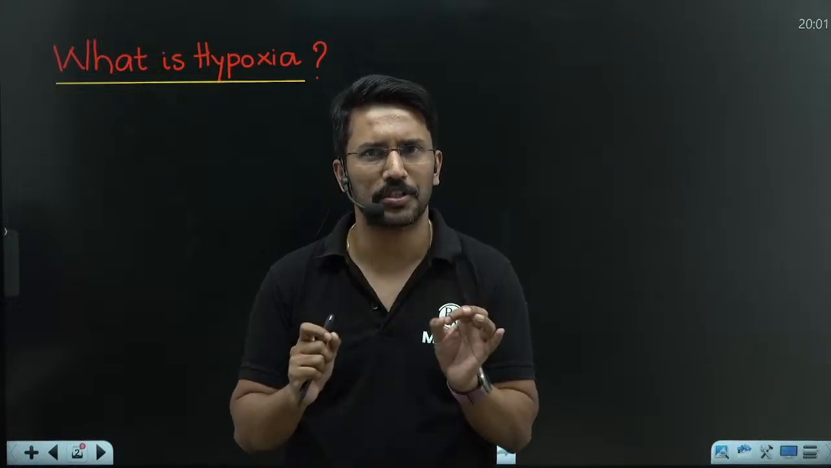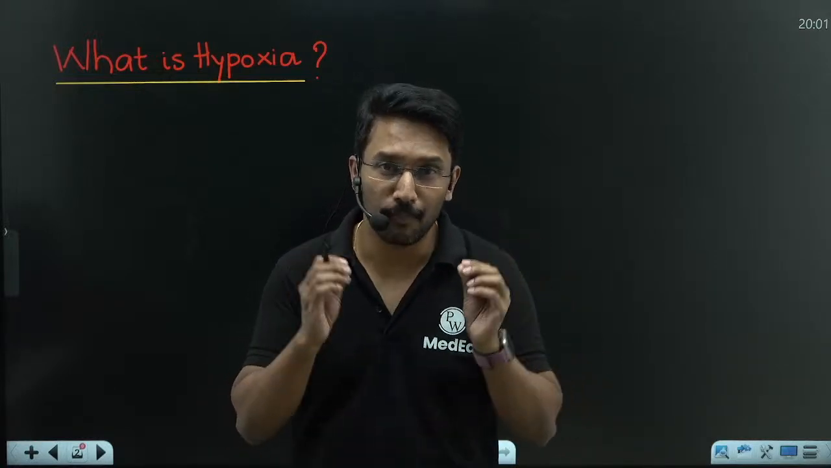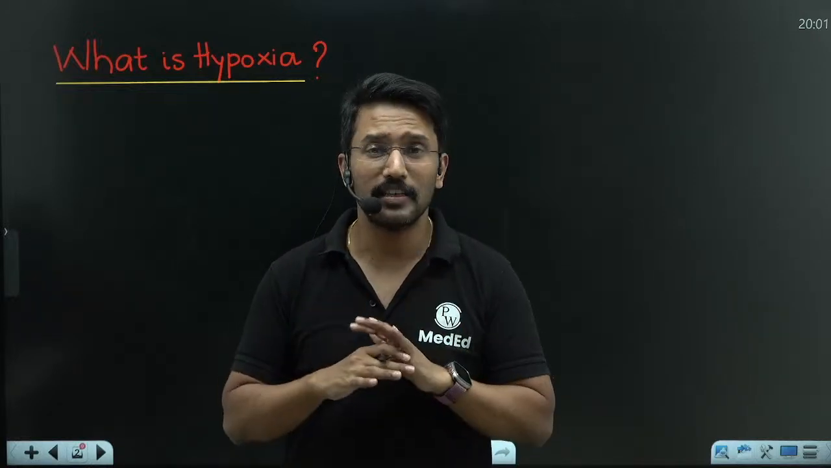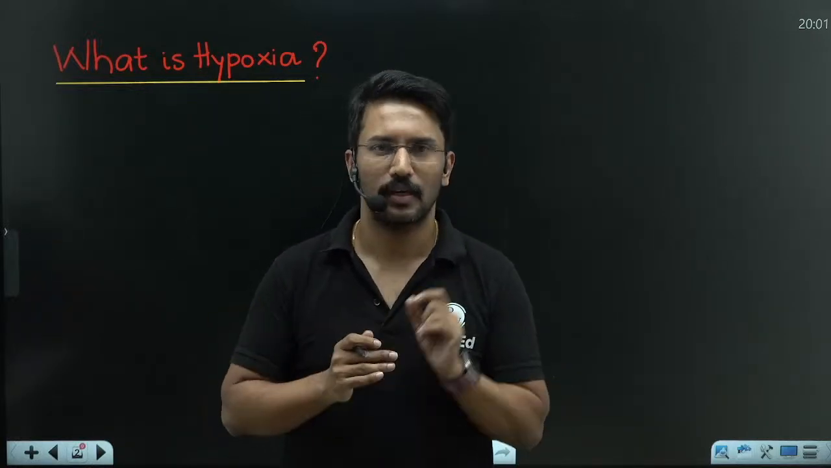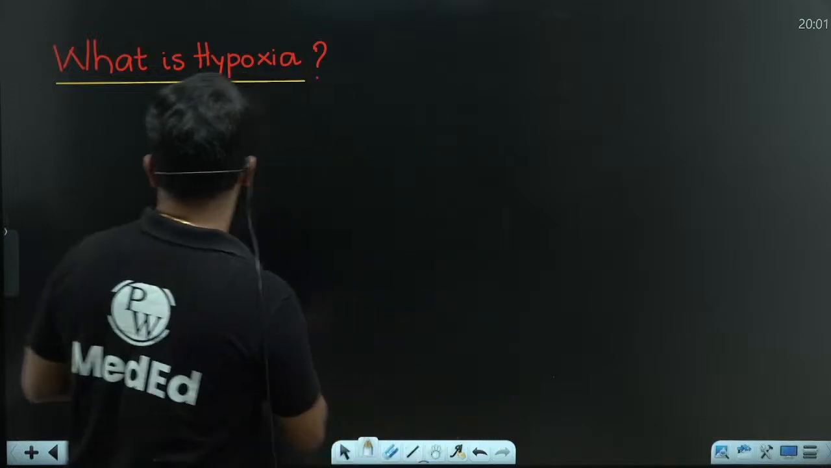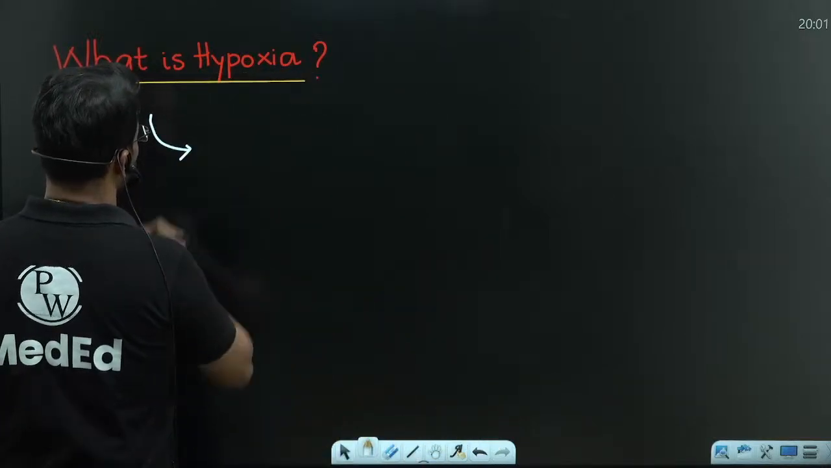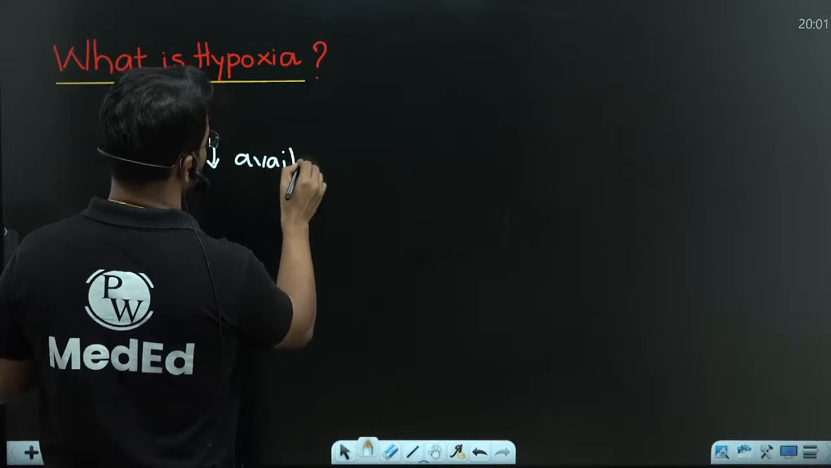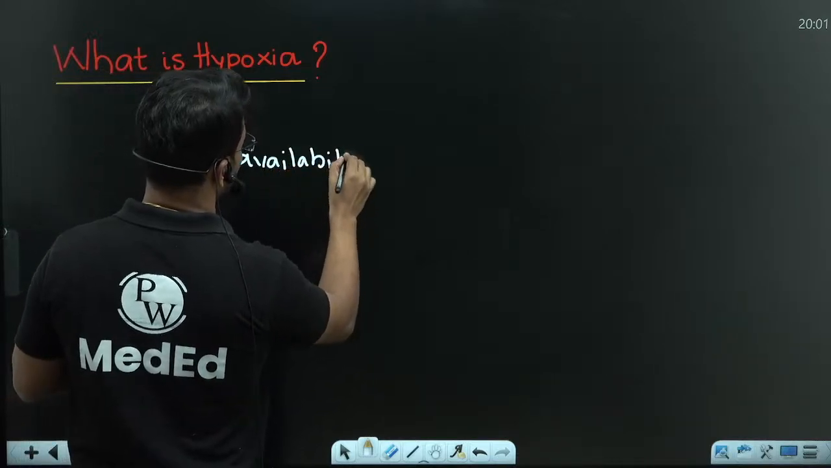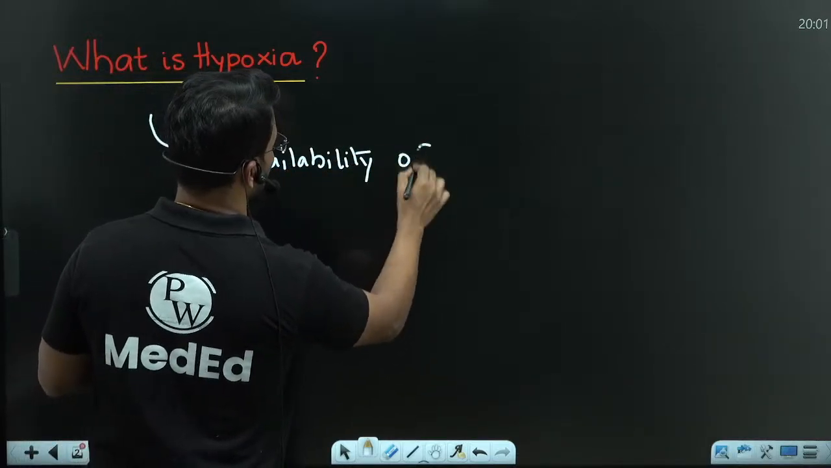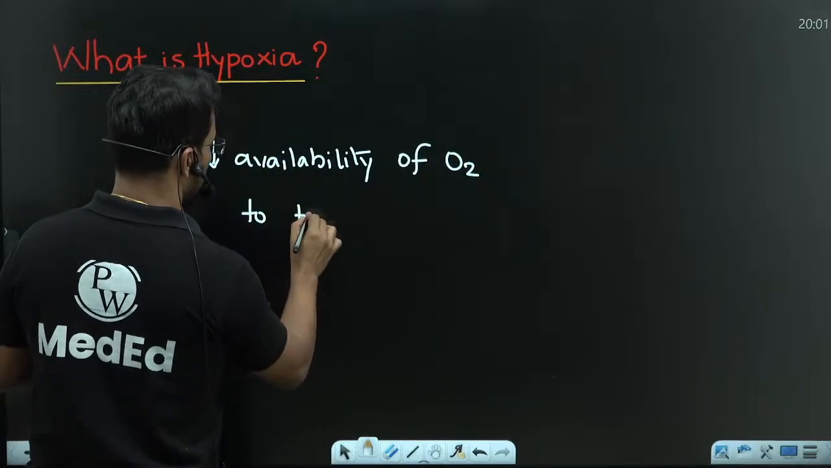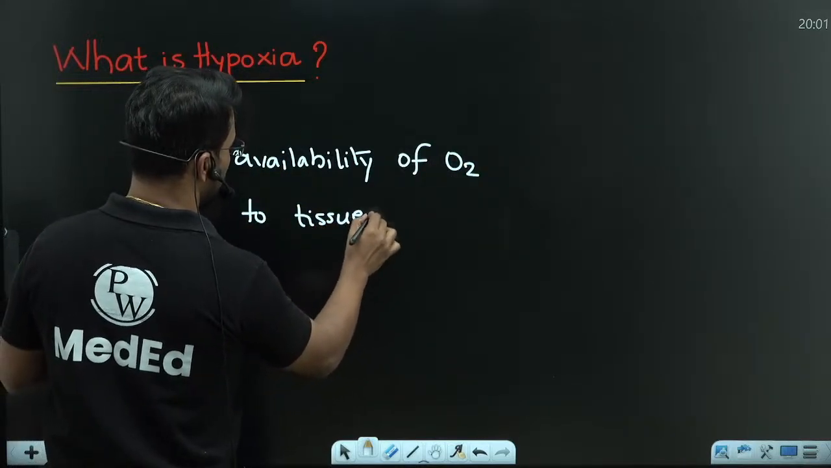So what is the meaning of hypoxia? And I have a simple question. Are hypoxia and hypoxemia the same or different? Technically speaking, both are not the same words. Hypoxia refers to decreased availability of oxygen for tissues. Decreased availability of O2 to tissues.